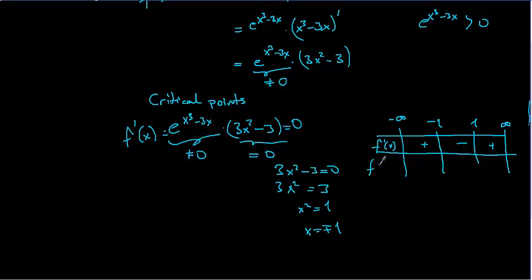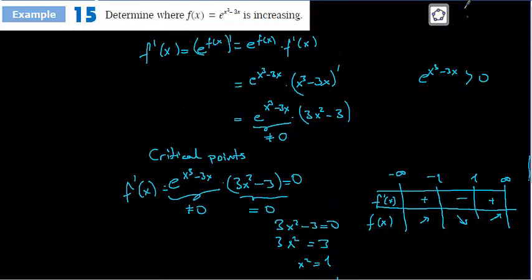We know this one from the previous subjects. If f derivative x is plus, minus, plus, then f x is going to be increasing, decreasing, and increasing again. Here we have the graph for that one.